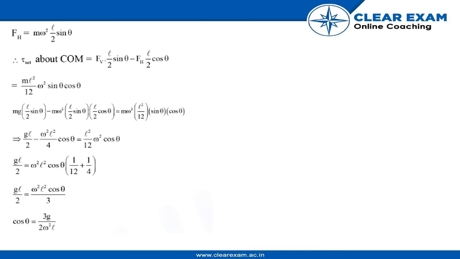So as we know, the net torque about the center of mass is Fv into L by 2 sine theta minus Fh into L by 2 cos theta. We would simplify this, and we would get ml square by 12 into omega square sine theta cos theta. Now we would simplify this equation, and in the end we would find the value of cos theta, which would be 3g by 2 omega square L.